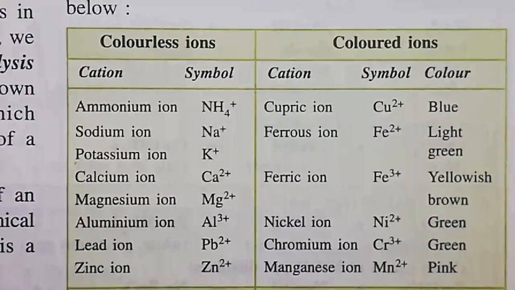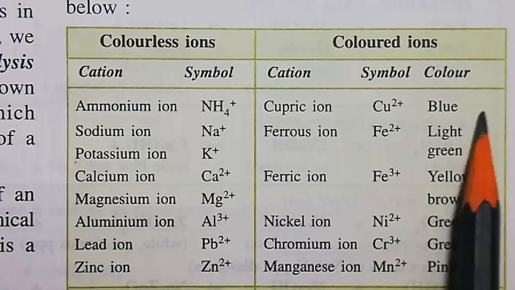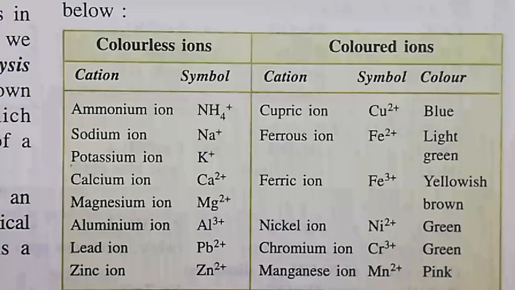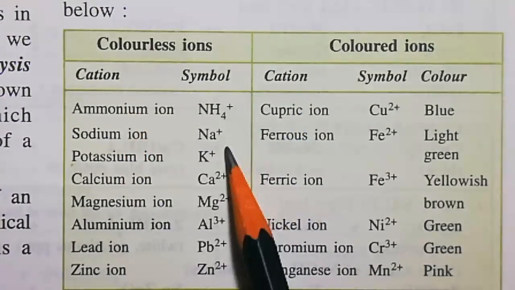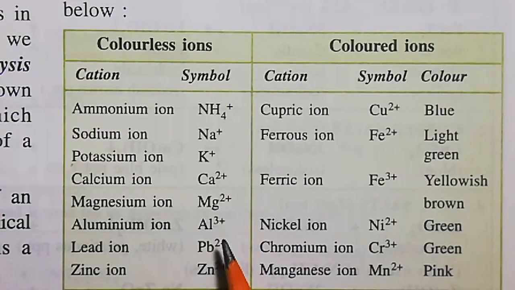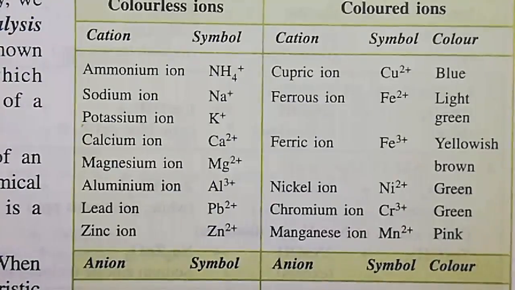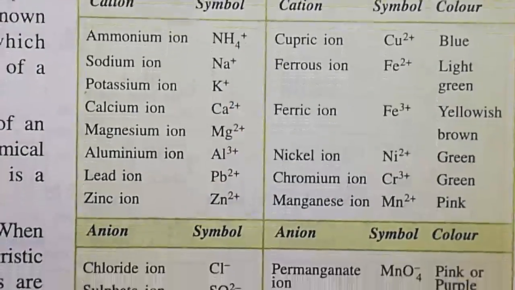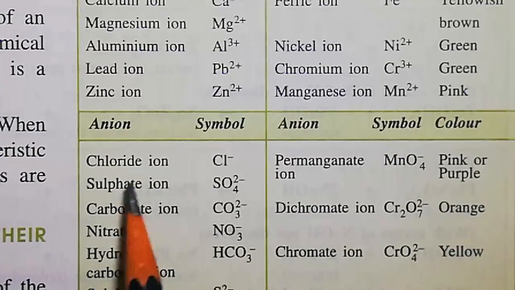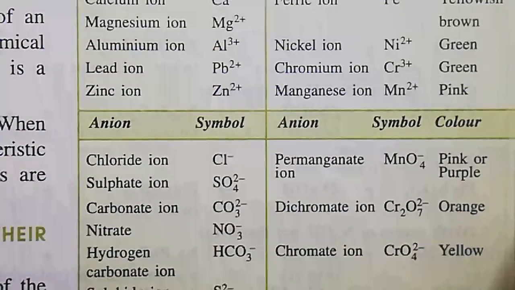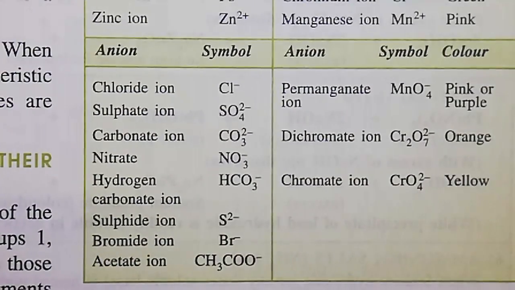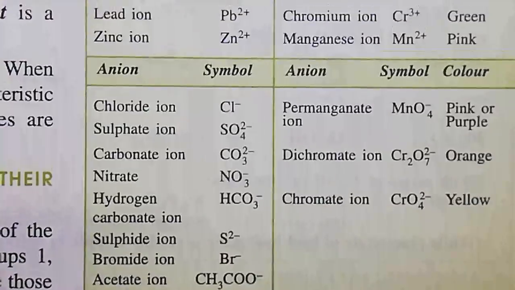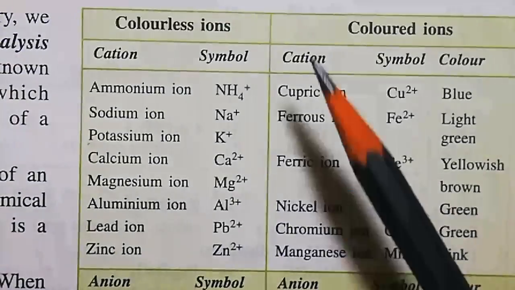Before we enter into the main topic, we have to know some prior information from this chapter, and that is some colorless ions. Ammonium ion, sodium ion, potassium ion, calcium ion, magnesium ion, aluminium ion, lead ion, zinc ion, all these are colorless cations. The colorless anions are chloride, sulphate, carbonate, nitrate, bicarbonate or hydrogen carbonate, sulphide, bromide, acetate. So you must memorize which are the colorless ions.